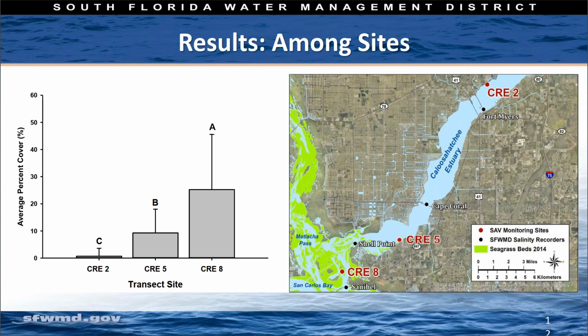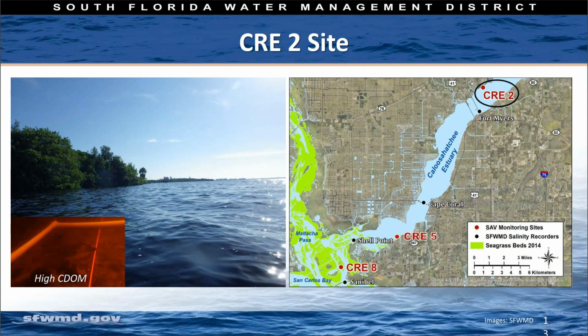So, CRE2 site, next slide. CRE2 water conditions are dark water with high CDOM and low salinities of 8 to 10. The typical SAV found there, again, are Ruppia and Vallisneria. Next slide.